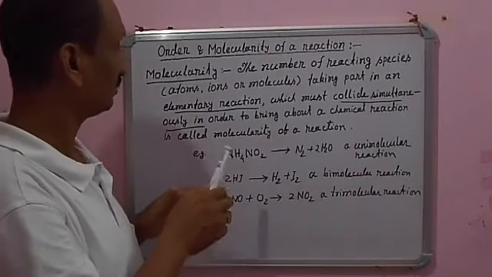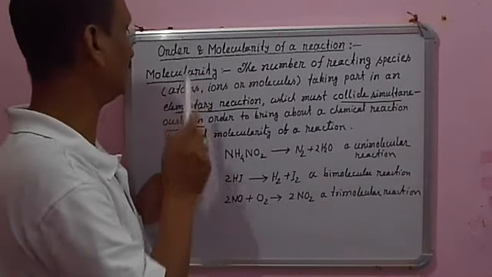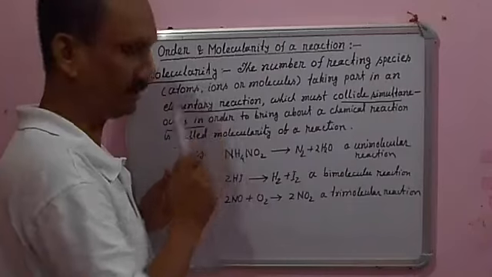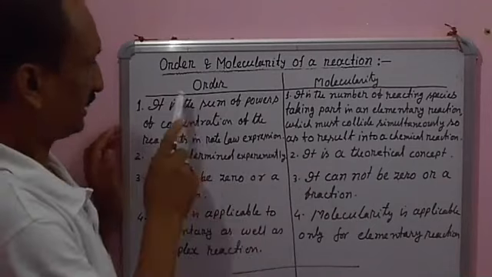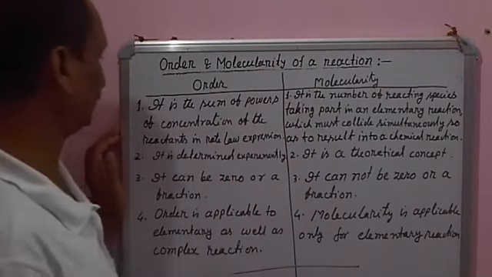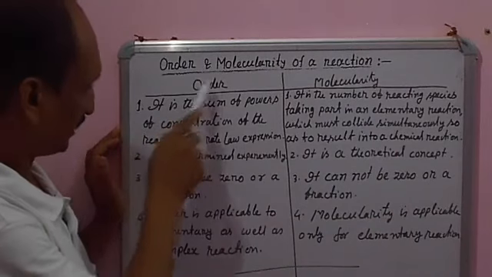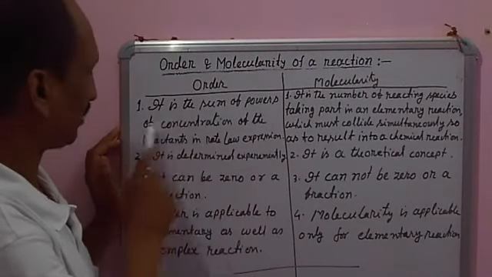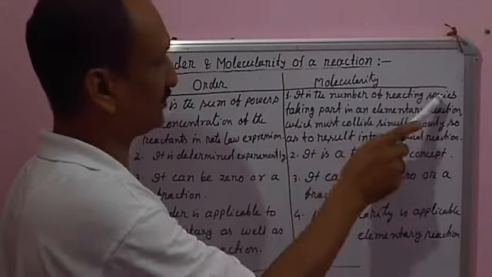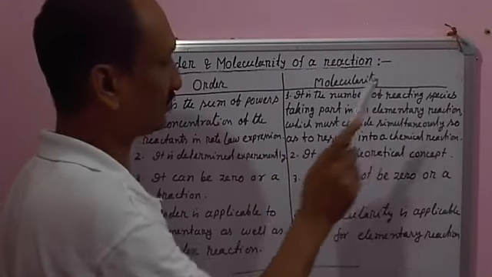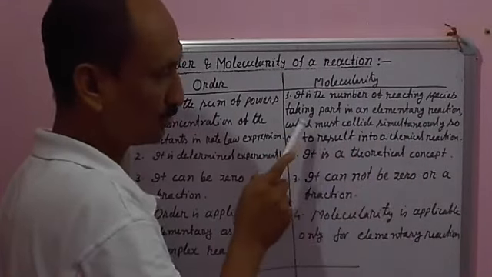Now we have to know the difference between order and molecularity. So see the difference between order and molecularity. Number one, the definition of the order: it is the sum of powers of concentration of the reactants in rate law expression. And molecularity is defined as the number of reacting species taking part in an elementary reaction which must collide simultaneously so as to result into a chemical reaction. So by definition, this is the difference between order and molecularity.